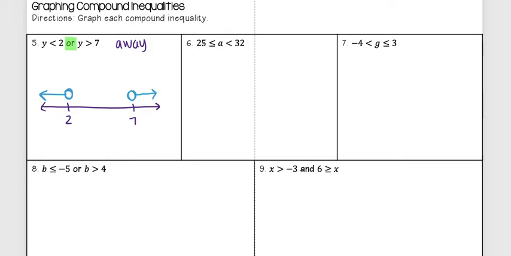Okay, now this next one, I have 25 is less than or equal to a, which is less than 32. This one's going to be an and, so I know they're going to go into each other. So I have 25, I have 32. Looking at my 25 and that inequality next to it, I see that's a less than or equal to, so I know that's a closed circle. For the 32, that one's just strictly less than, so that's an open circle. And since this one's an and, I know they're going to go into each other, so I just connect my circles.